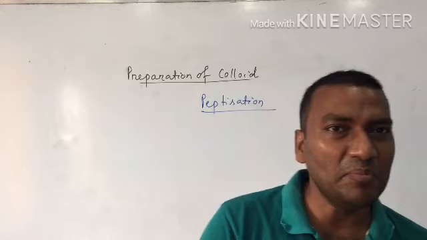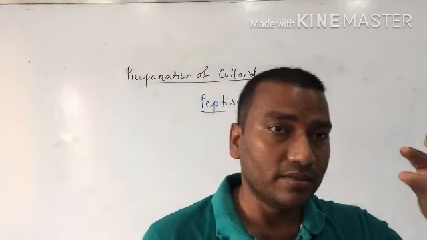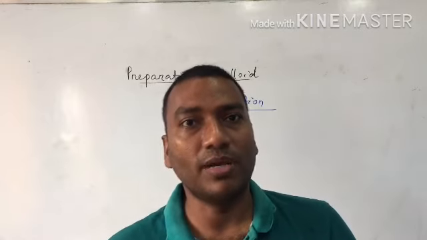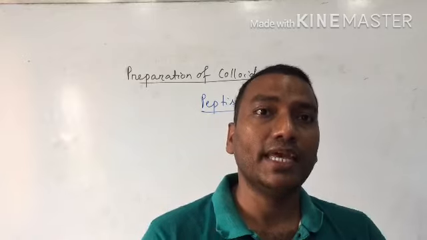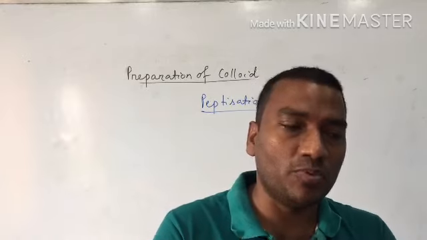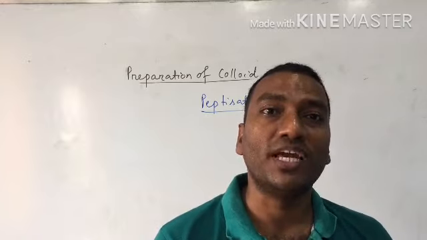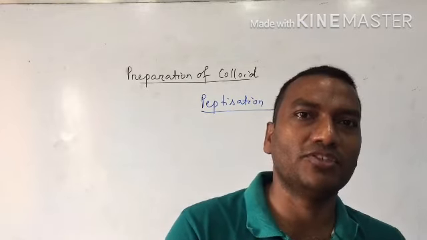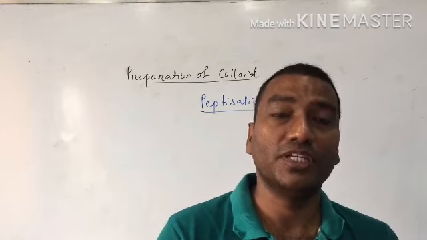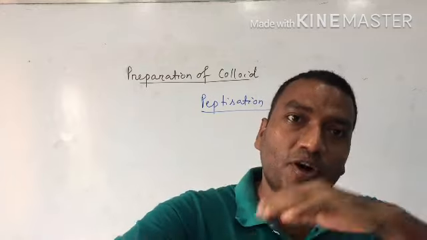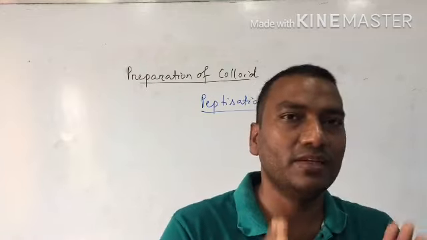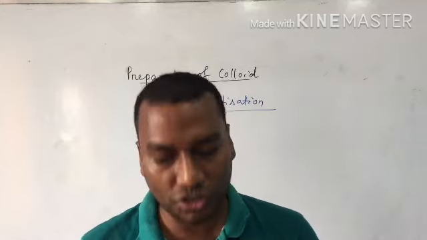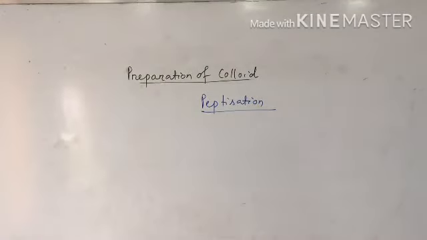So what is the meaning of peptization? In the first bottle, a solid substance, a powder, is there. In another bottle, a suitable solvent is there. When a precipitate is converted into a colloidal solution, it is known as peptization. And its reverse is called coagulation, the process in which a colloidal solution is precipitated. Understood?